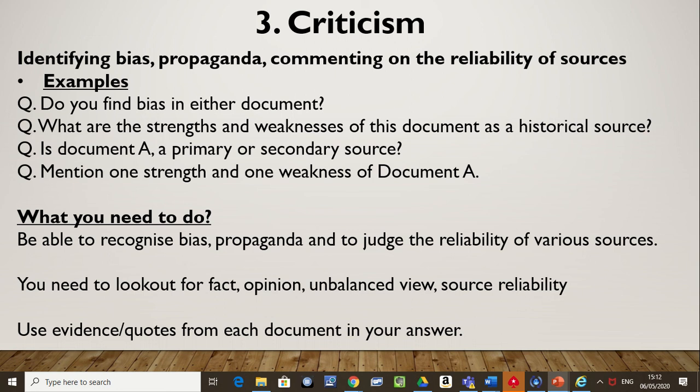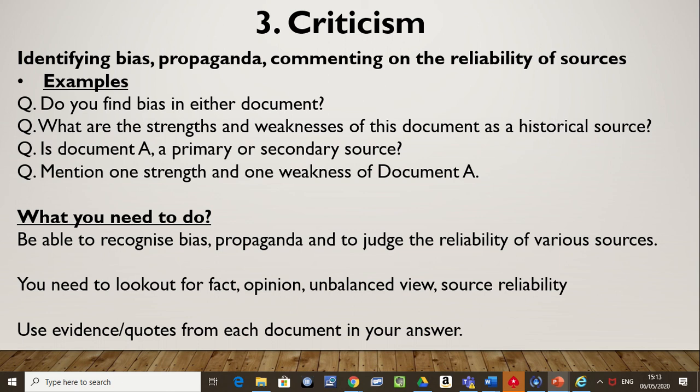What are the strengths and weaknesses of this document as a historical source? So, again, what would the strengths and weaknesses of a document be? Well, is it a primary source? Who wrote the document, or where does it come from? Like, does it come from somebody who was there at the time? Does it come from somebody who might be a bit biased? Is the document a primary or secondary source? Mention one strength and one weakness of document A. So there's an example of some of the questions that can come up in section 3 on criticism.